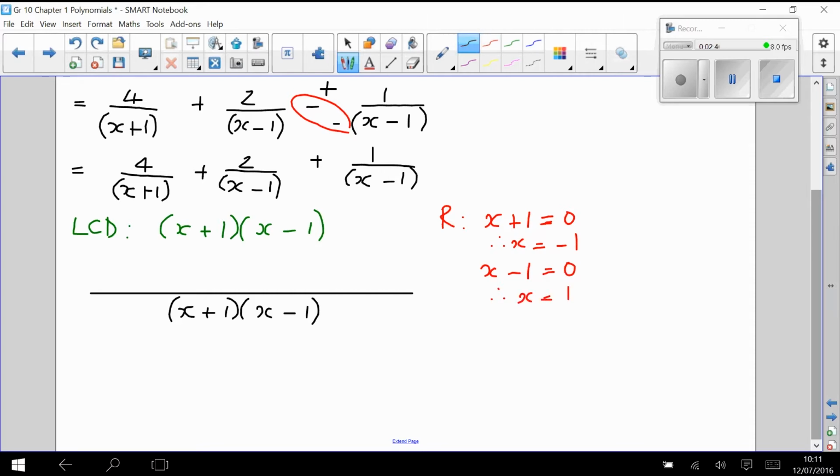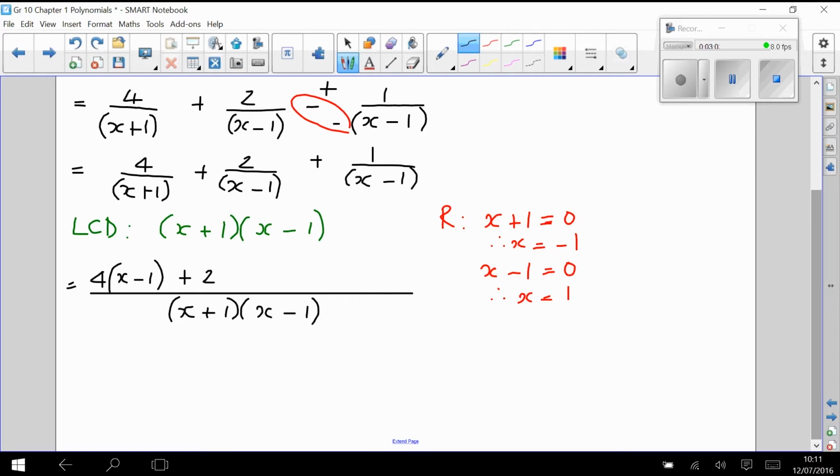Now going back to my sum, I'm now able to adjust all my numerators by the new factors that were given to their denominators. The first numerator was 4. The new factor in its denominator is x minus 1. So I times 4 by x minus 1. Write down your next term's sign.